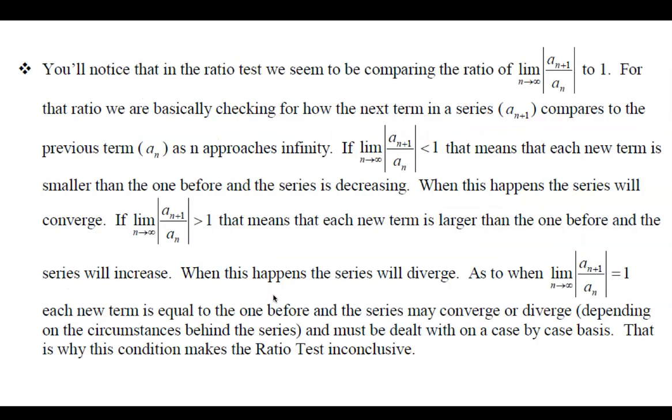The algebra on this can get a little tedious, so we may have to talk about that when we meet for class, but I'll let you do the reading here. It describes what I just talked about: if the new term over the previous term is less than 1, the new term is smaller than the one before, the series is decreasing, and eventually it's going to converge. If the limit of the new over the old is greater than 1, each new term is larger than the one before, and it just keeps increasing and diverges. That's the basic idea. I'm not going to read the whole thing to you. I just wanted to go over it a little bit.